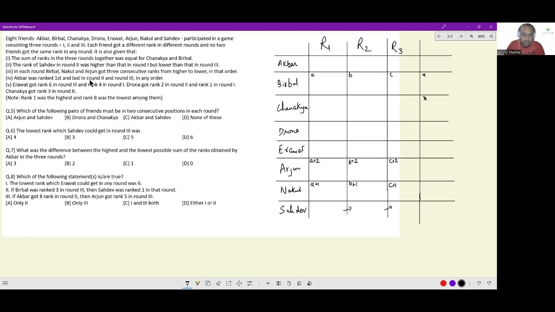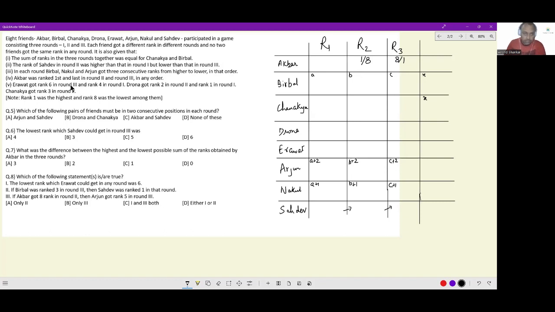Akbar was ranked first and last in round 2 and round 3 in any order. So either it is 1, 8, and correspondingly it is either 8 or 1 in round 2 and round 3.